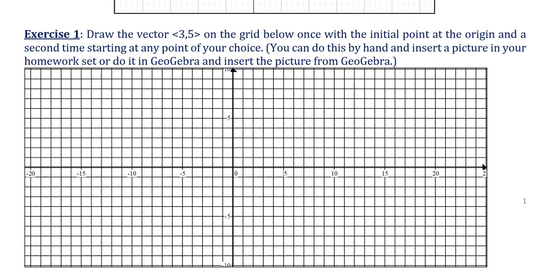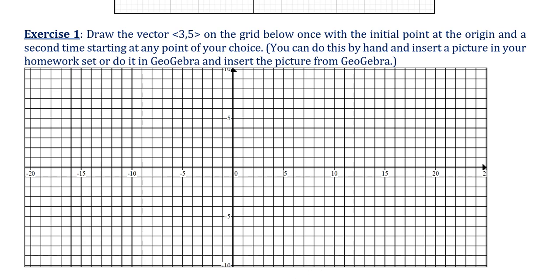Okay, so now it's time for your first exercise. Okay, draw the vector 3, 5 on the grid. Okay, just make yourself a grid like this and draw that vector. Okay, and do it at least twice. So we want to draw it once, start at the origin, where the tail is at the origin, do that one, and then draw another one. Okay, and then I would encourage you to try to do this same thing in GeoGebra as well.